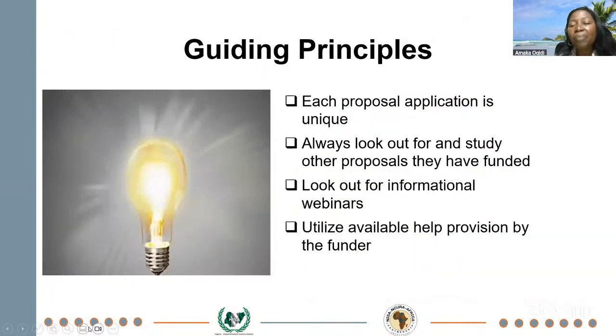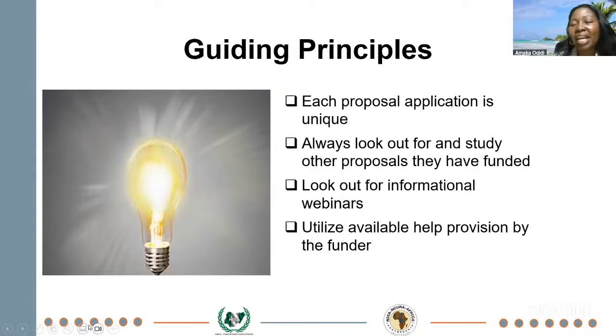Okay, we said guiding principles. Some of the things that are guardrails that direct you to make sure you are able to put these things together. We said the guiding principle is for you first to understand that each proposal application is unique. Very, very unique.